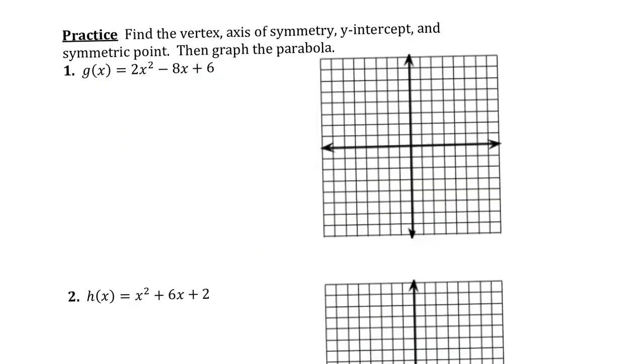Okay, go ahead and try the practice problems. We're going to do all the same steps. Unpause when you want to check your answers.